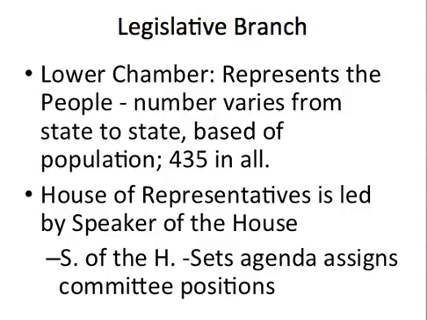The House of Reps is led by the Speaker of the House. Like the Senate Majority Leader, the Speaker of the House is elected by the majority party. They set the agenda, they assign committee positions, they decide what bills will be voted on. The Speaker of the House is often referred to as the most powerful member of the U.S. Congress, and is third in line to the presidency. So, to give you an idea, if the President and Vice President were on a plane and it crashed, the Speaker of the House is now the President.